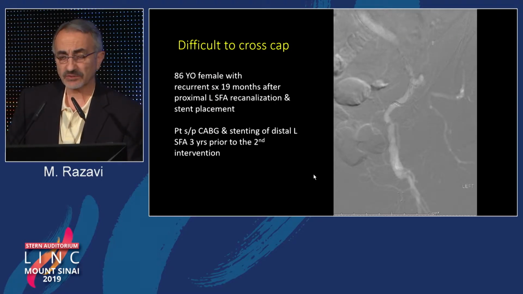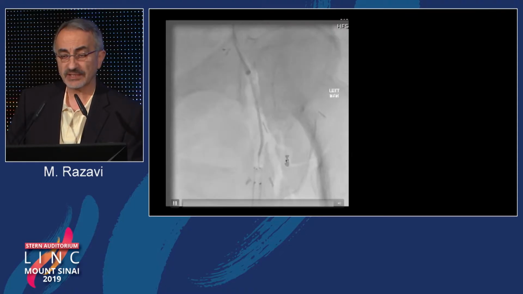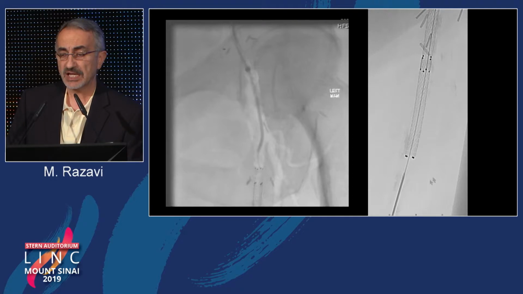Now, difficult to cross caps. Here's a flush occlusion, and there's a stent in there from before. This was very difficult to cross in an antegrade fashion, and we failed, as you can see, going on each side of this. The reason these are white is that this is carbon dioxide angiography in a patient with bad kidney function. We go retrograde. And in this case, there's a stent that you could go into if you want. It makes it a lot easier.